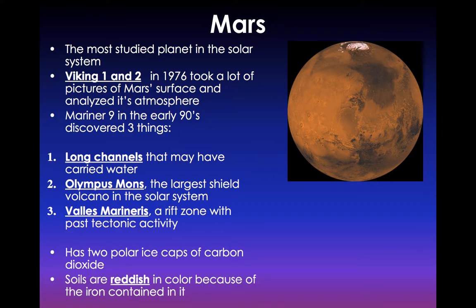It also has 2 polar ice caps of carbon dioxide, and the soils are a reddish color because of the iron contained in it. That's why Mars has that reddish glow.